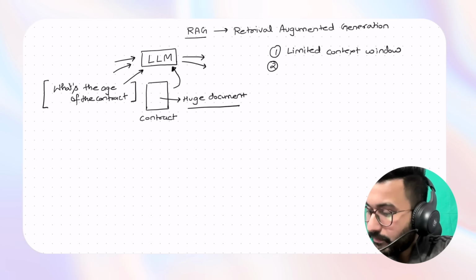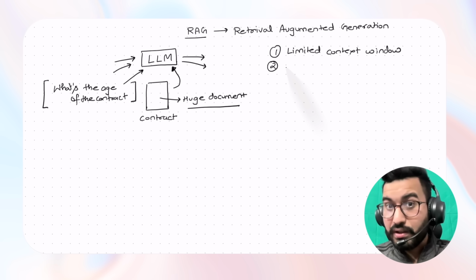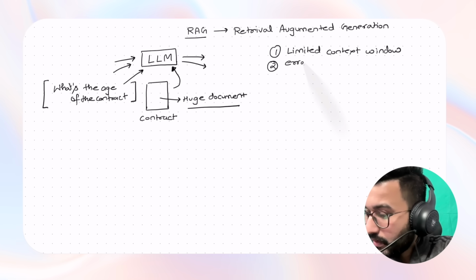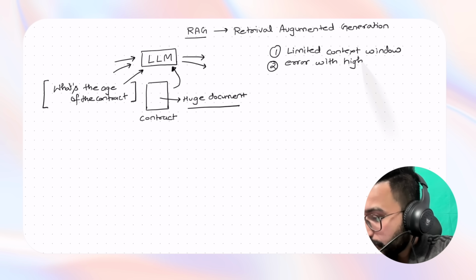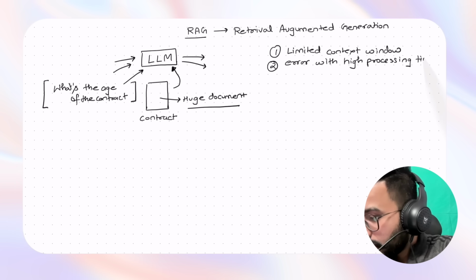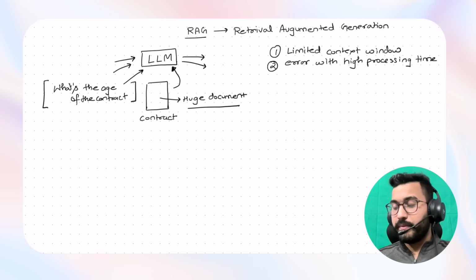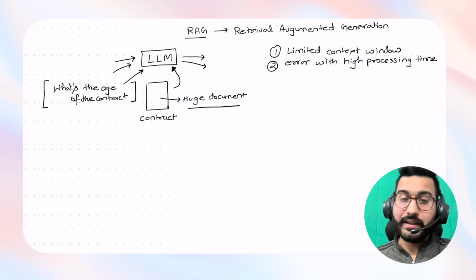The second problem is that it will take a lot of time to process, and the chances of making errors are also high. So, error with high processing time, right?